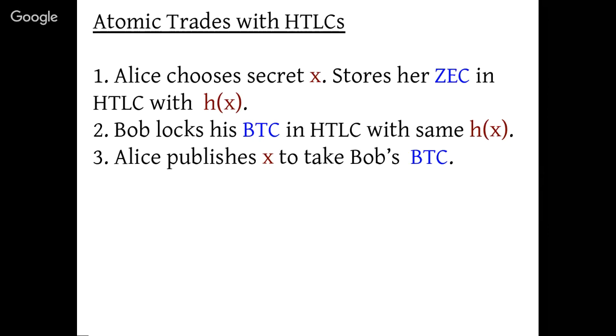All right, now Bob has locked his Bitcoin with the hash of X. So Alice knows X, right? She chose it. So now she's going to publish X on the Bitcoin blockchain, and that will enable her to take Bob's Bitcoin, because that's how the hash time block contract works.